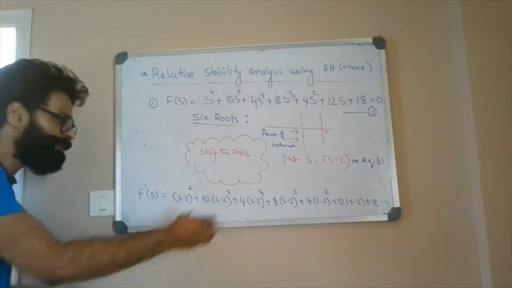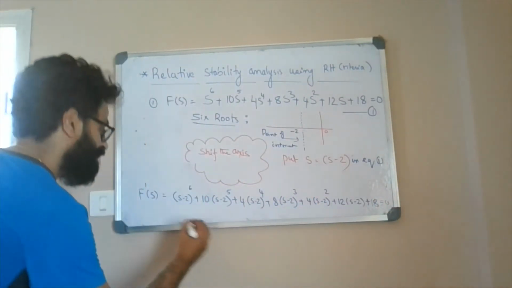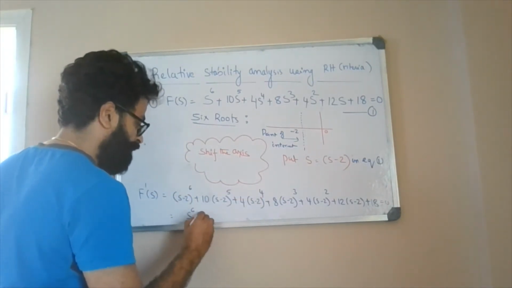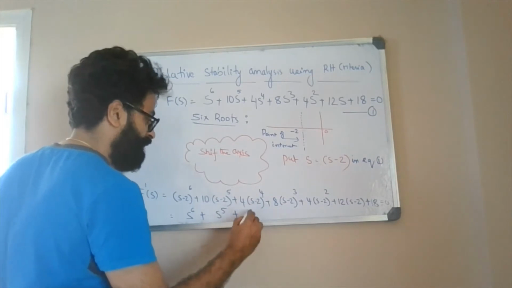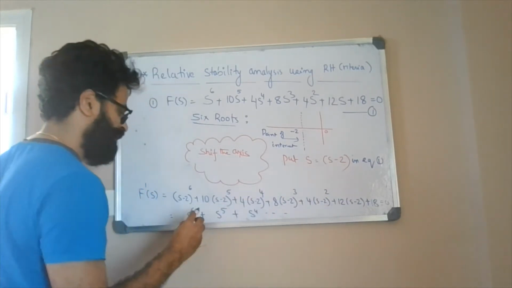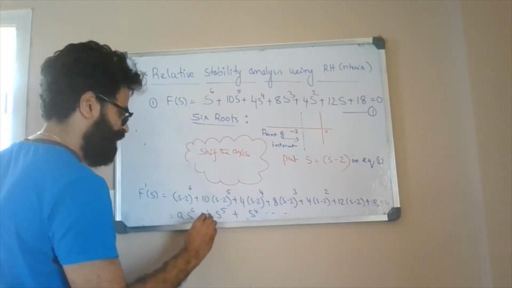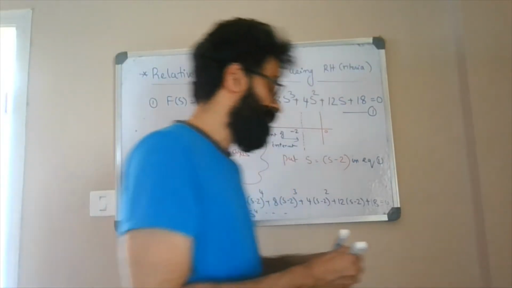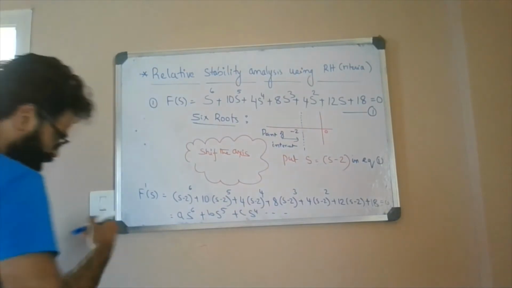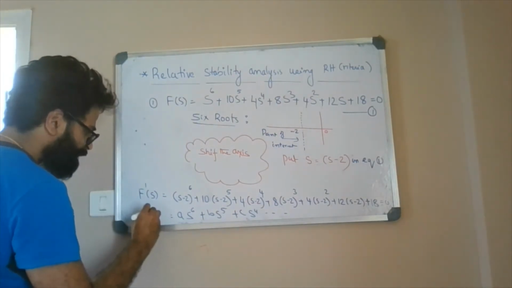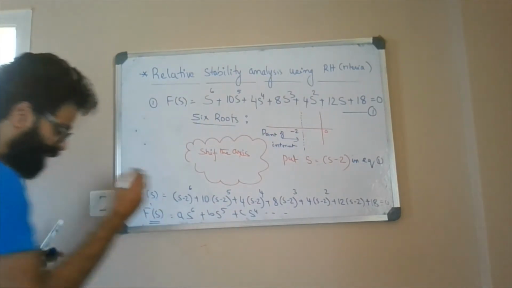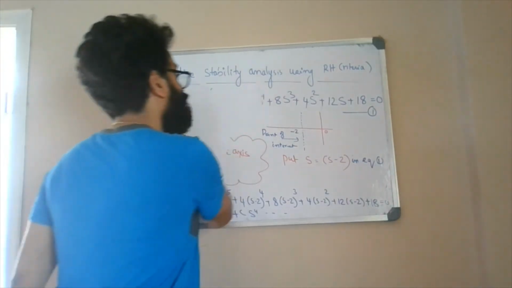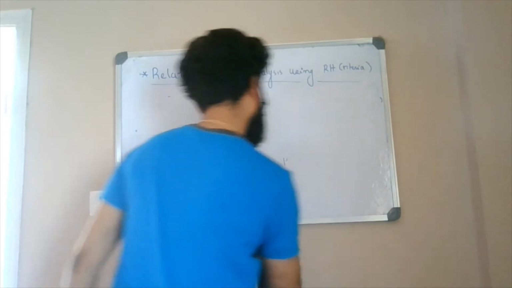So you solve this particular equation and then you try to get the polynomial of s, something like s^6 plus s^5 plus s^4, and so on and so forth, along with some coefficients, say a, b, c, and so on. That you can do. Now, once you get this new expression f dash of s, you can reapply the RH criteria.